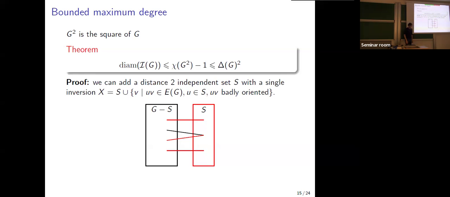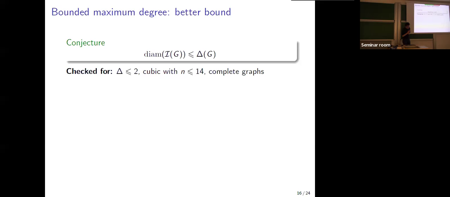Actually, we believe that this is always at most delta. We know that it's true for maximum degree at most 2, which are cycles and paths. I checked it too for cubic graphs on at most 14 vertices using a computer. And also for complete graphs, it's tight. For complete multipartite graphs, it's also tight. So yes, it's tempting to believe that this is always the case.